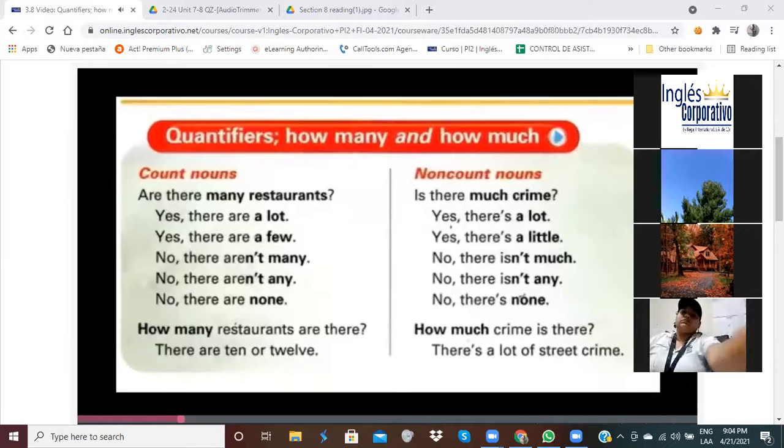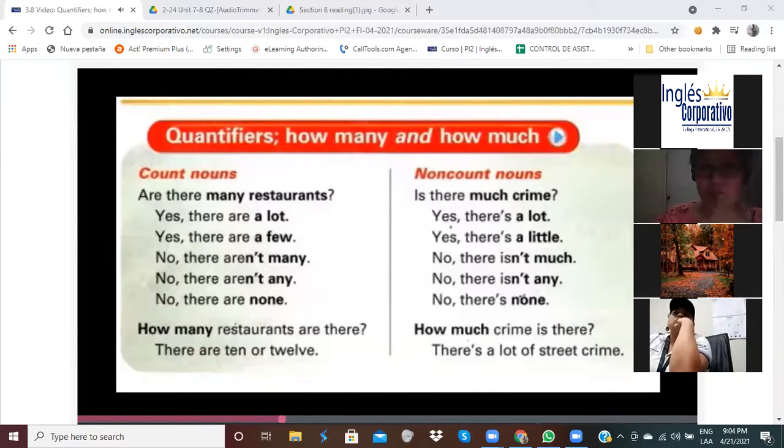Count nouns. Are there many restaurants? Yes, there are a lot. Yes, there are a few. No, there aren't many. No, there aren't any. No, there are none. How many restaurants are there? There are 10 or 12.